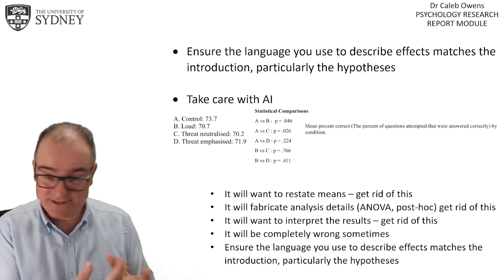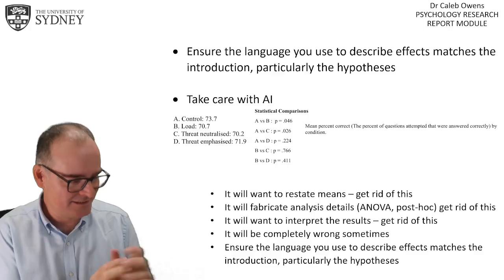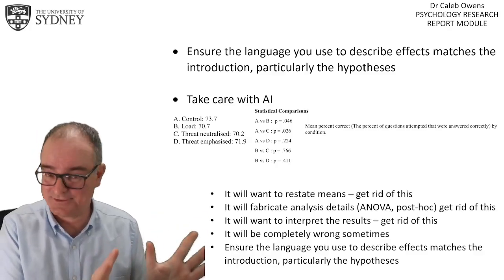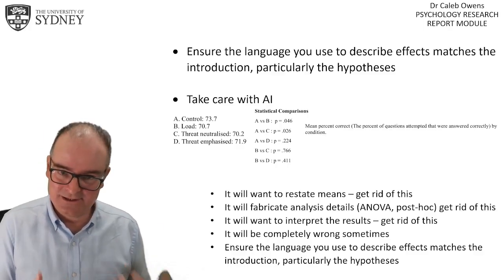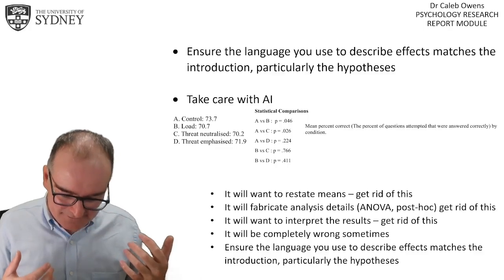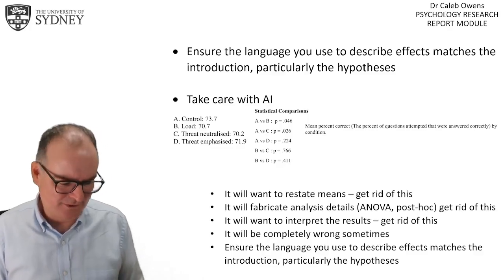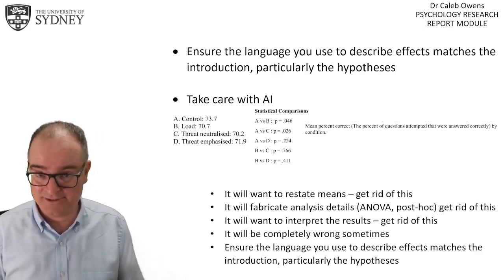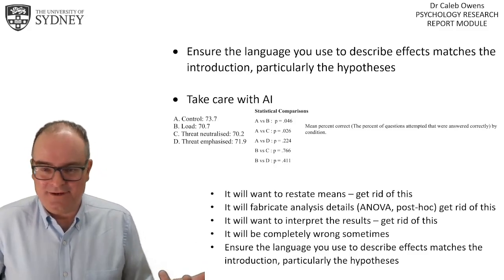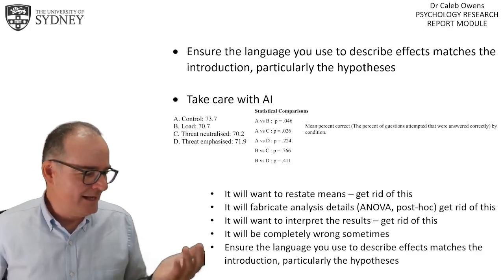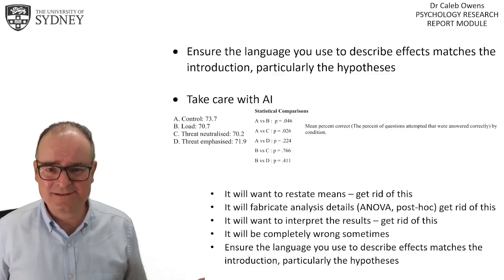Take care with AI. You'll be surprised how good AI seems to be with this. You can literally just take a screenshot of some of these results information sheets, chuck it into AI, and it'll create sentences and then you can clean it up. But you've got to be very, very careful. You do need to look carefully at the output. AI will want to give you the means again, even if you don't need them, so get rid of them. If you don't tell it the analysis, it will start making stuff up.